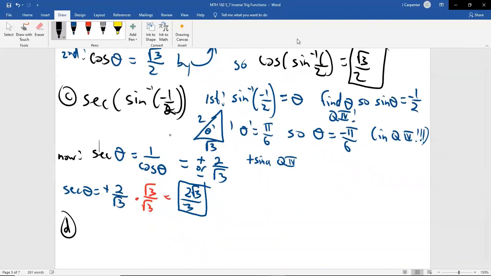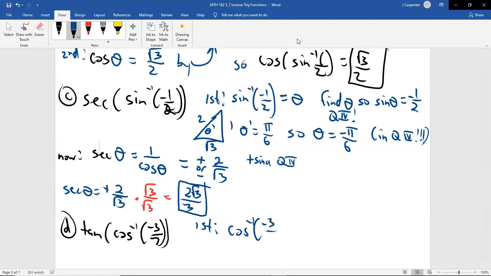All right, D, last one. Tangent of the inverse cosine of negative 3 over 7. Again, the first thing you do, focus on the inside. Inverse cosine of negative 3/7.